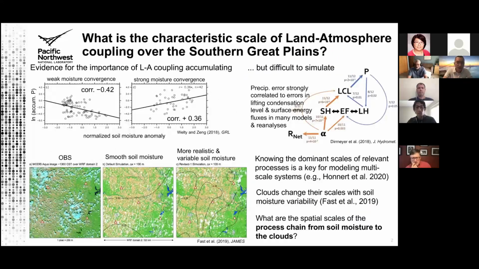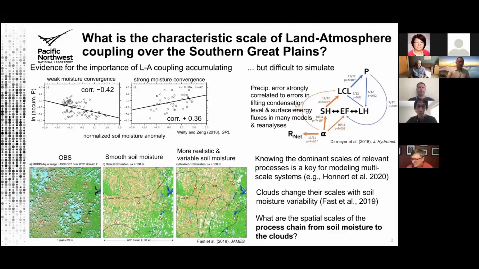And quickly for the motivation, as probably most of us know, the accumulated evidence for the importance of land-atmosphere coupling at the SGP site is increasing. I'm showing another study, which was already mentioned in a previous talk, but this Welty and Zeng also find a strong relationship between soil moisture anomaly and the accumulated precipitation at the SGP site when the data is stratified based on the large scale dynamics or moisture convergence.